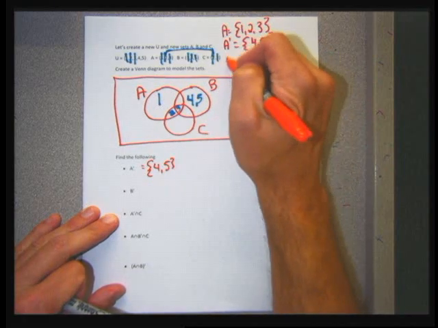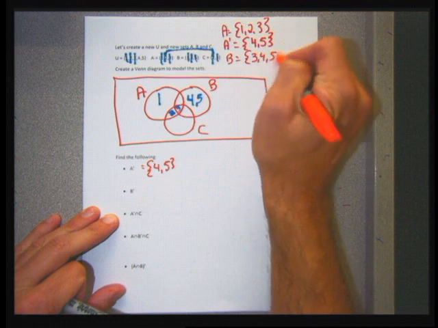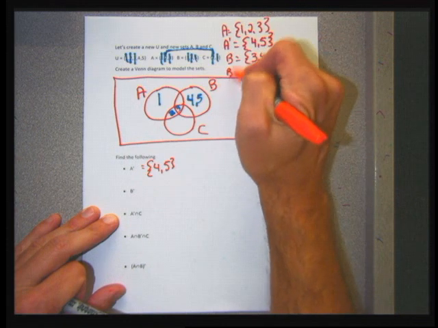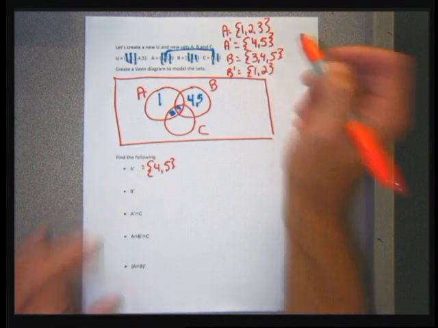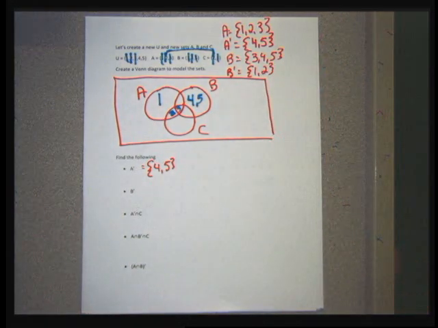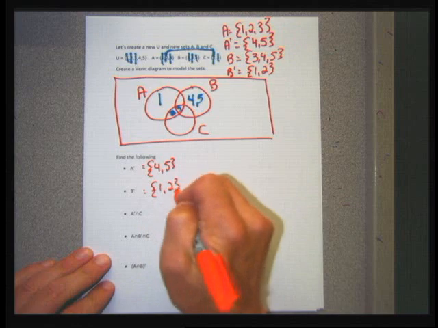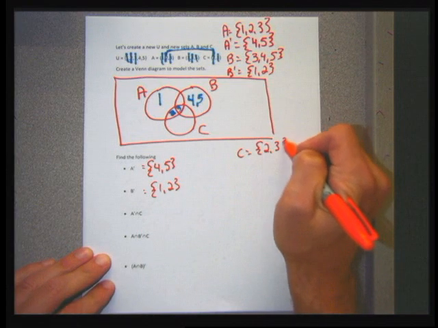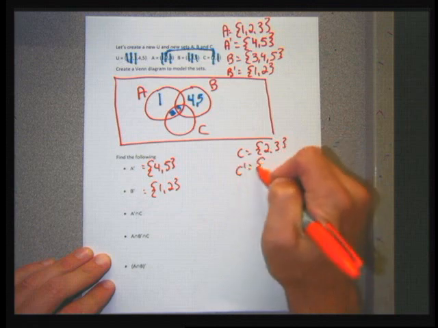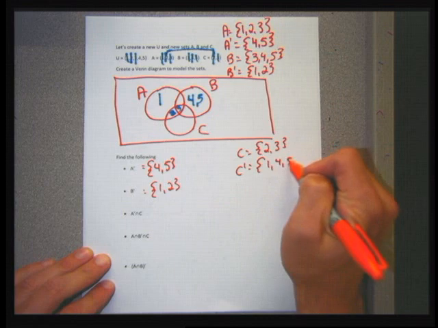B is the set that contains 3, 4, and 5. The prime of B is going to be the rest of the universe. The rest of the universe is just 1 and 2. The numbers 1, 2, 3, 4, and 5 are in the universe. The rest of B makes up B prime, which is 1 and 2. And then C is the set 2 and 3. If it's necessary, C prime, as it has the rest of the universe, is going to have 1, 4, and 5.